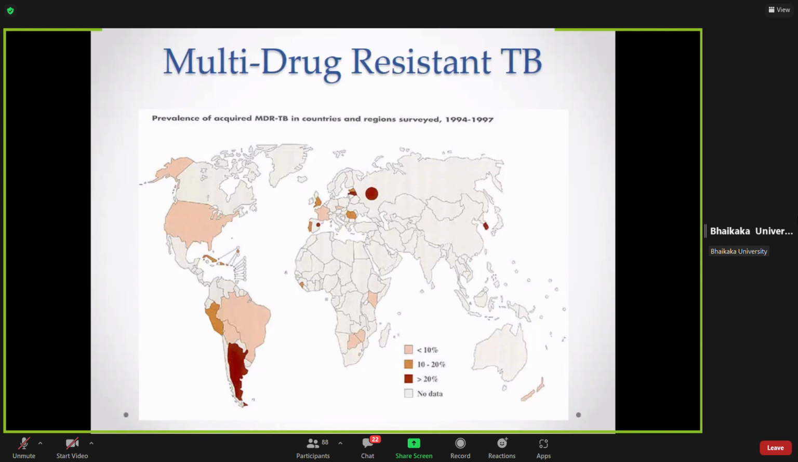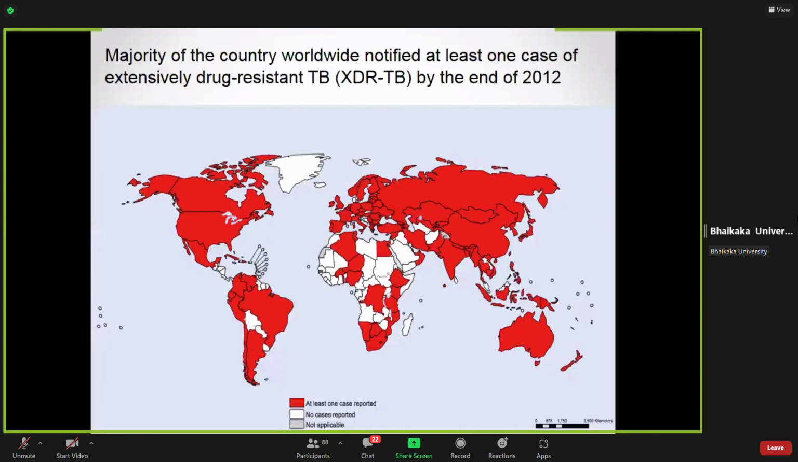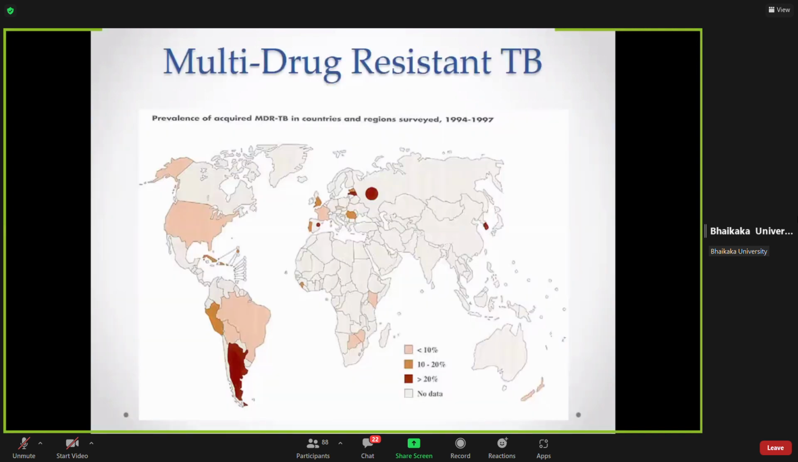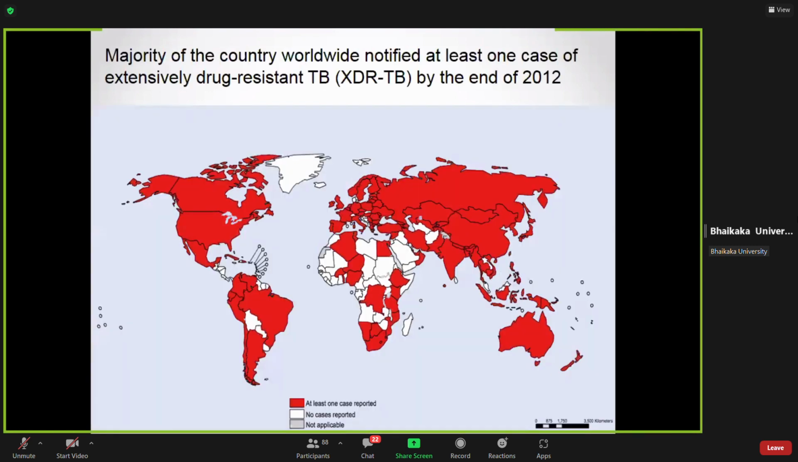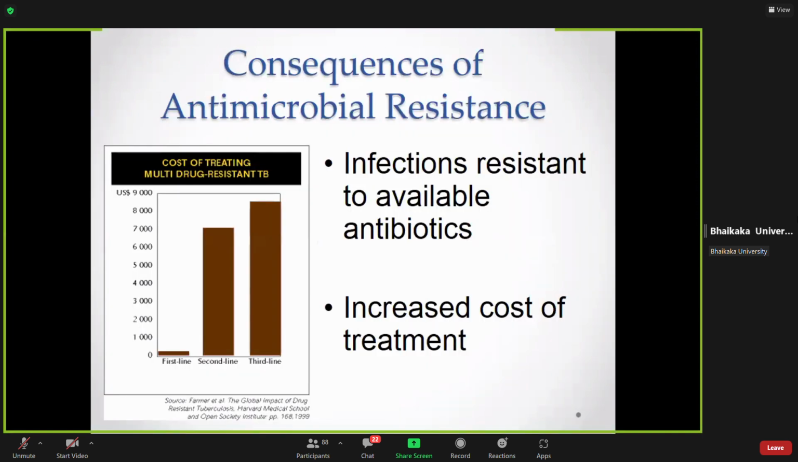Wherever there is tuberculosis, resistance to anti-tubercular drugs is very rampant. You can see the picture of 2012. Just compare both images. One picture is of 1994 to 1997 data, and another picture is of 2012 data. No one is spared. Simply no one is spared from anti-tubercular drug resistance.